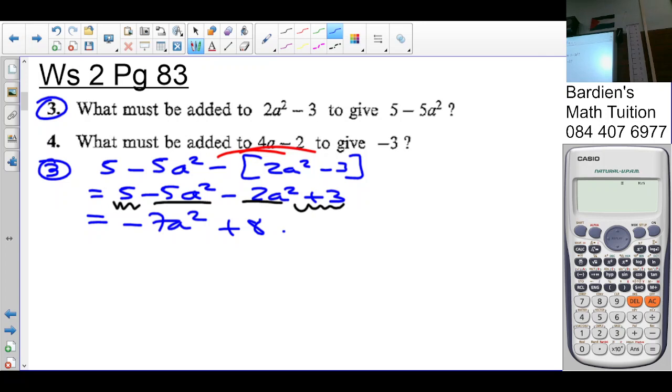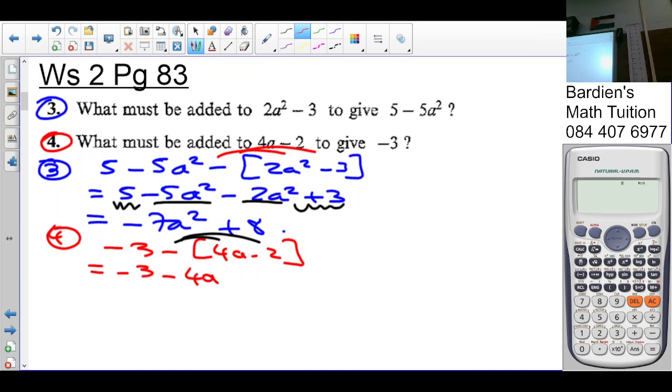Again in number 4, what must be added to 4a minus 2 to give us negative 3? So the resultant or the answer is negative 3. So it's negative 3 minus (4a minus 2). So what do we do now? Get rid of the brackets. So minus 3 minus 4a plus 2. So it's going to be negative 4a. What's minus 3 plus 2? Negative 1.